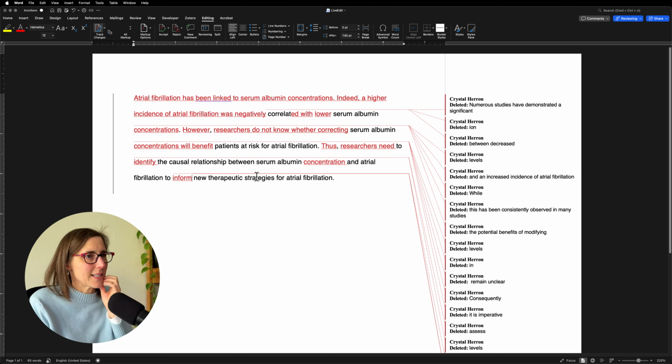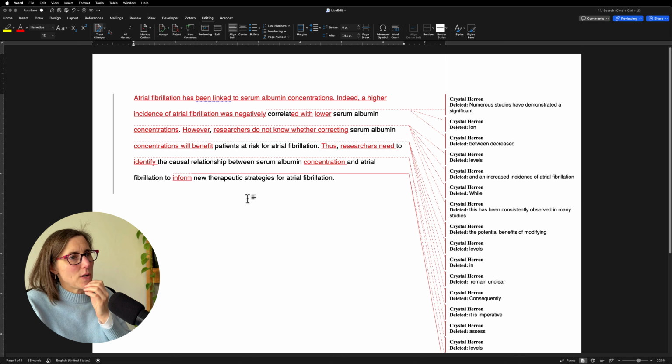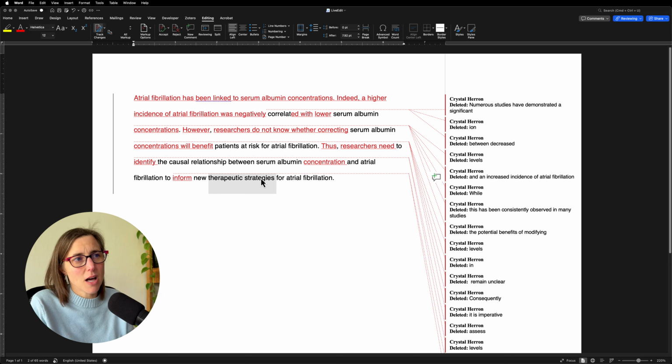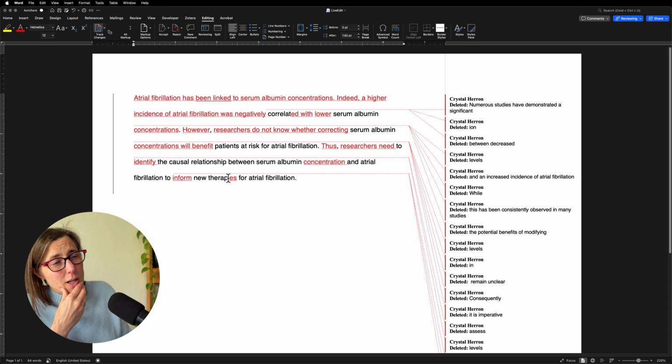I like this. So the other thing that I would do too is we have "new therapeutic strategies." Therapeutic, it's a lot of syllables. Strategies, a lot of syllables. We can condense these two words and just say "therapies." "To inform new therapies." And then we just bought ourselves a word and some syllables as well. So, okay, is there anything else that I would do here?